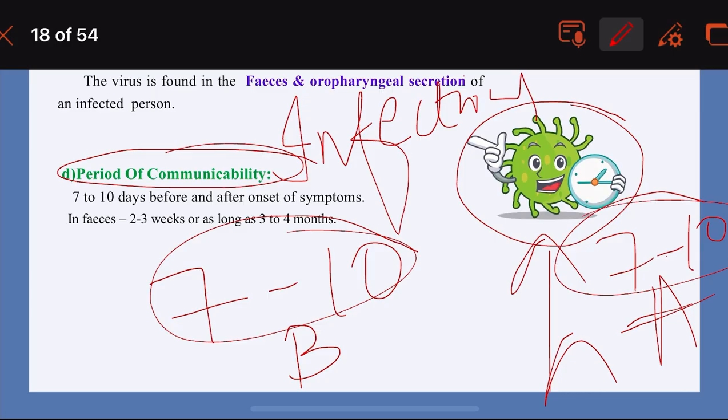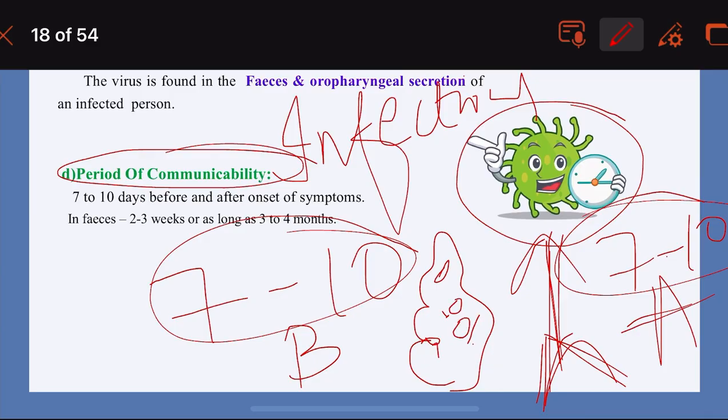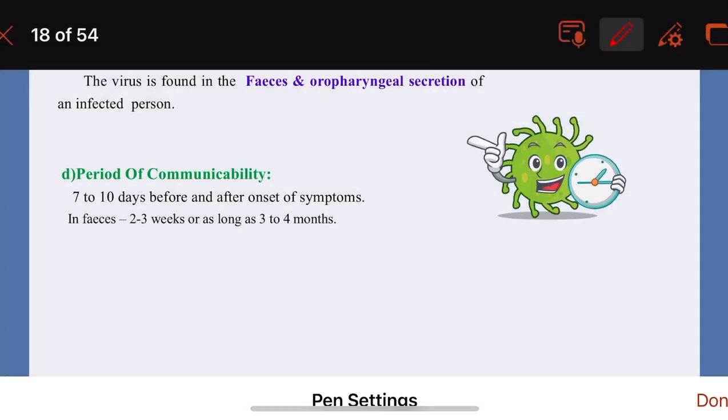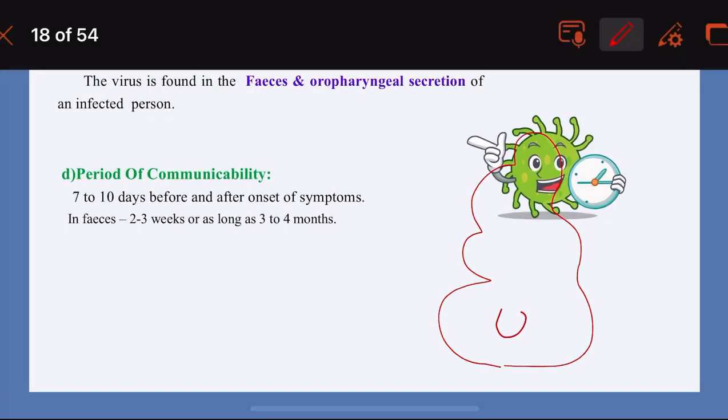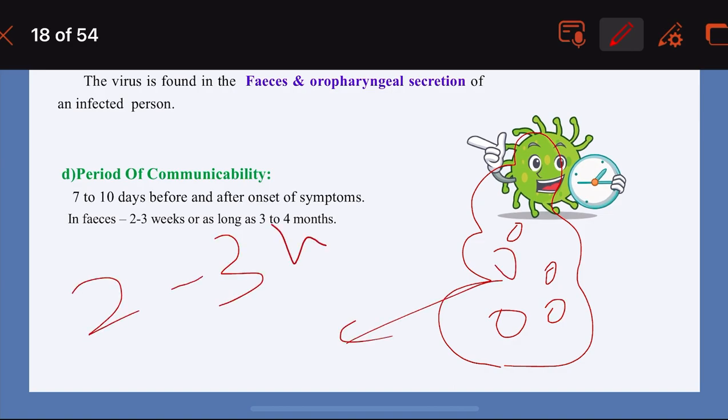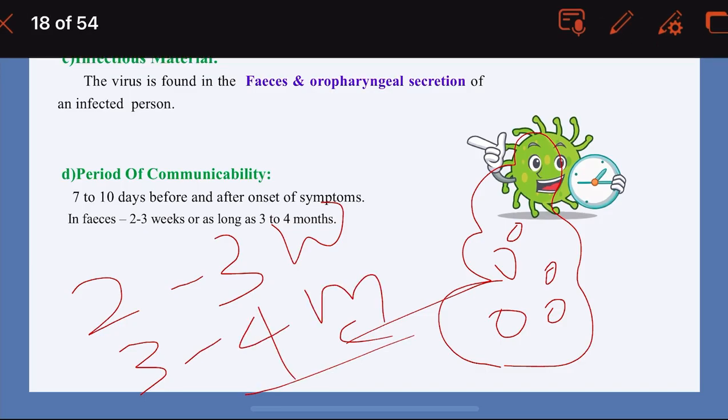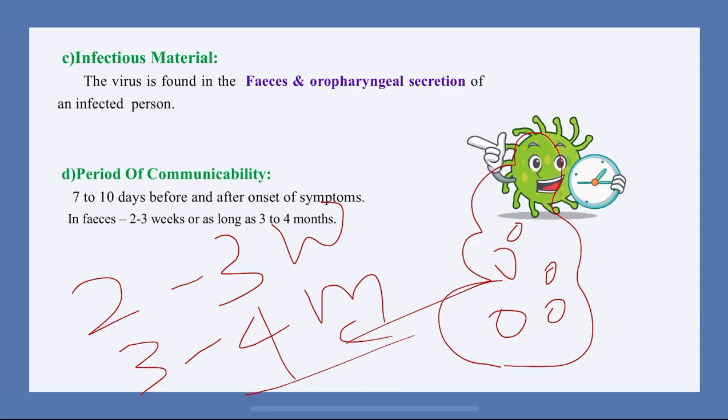In the feces, the virus is excreted commonly for 2 to 3 weeks. Okay, and how long is the virus excreted in the feces? The feces will contain the virus up to 2 to 3 weeks, or as long as 3 to 4 months. Is it clear? The feces of the infected individual is going to contain the virus for 2 to 3 weeks or 3 to 4 months.